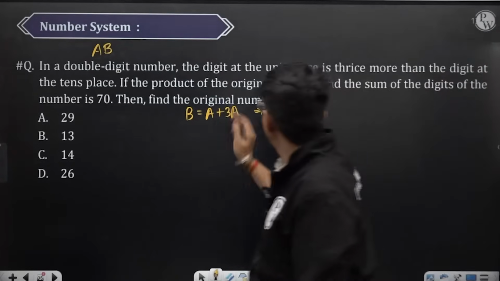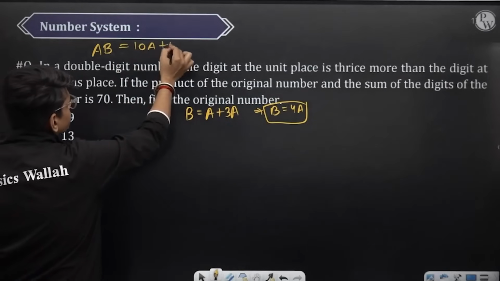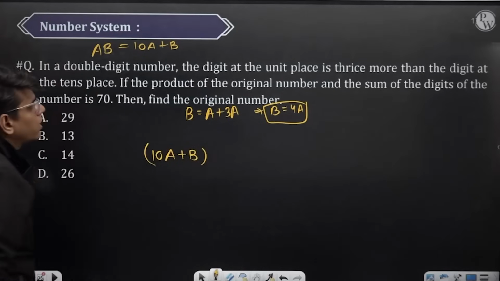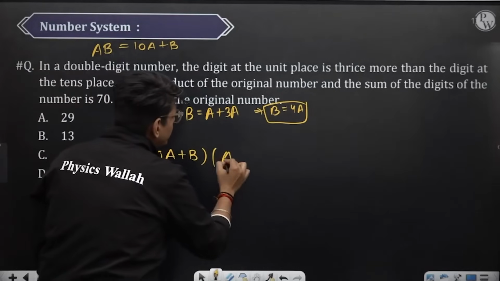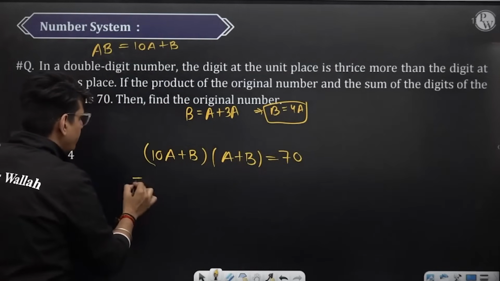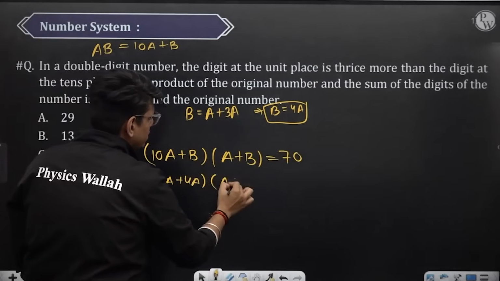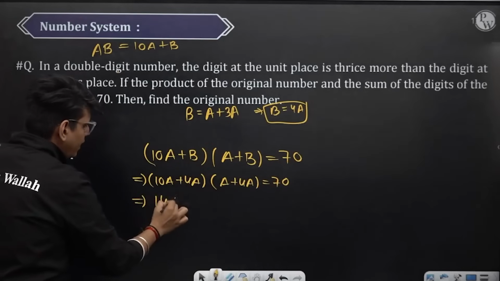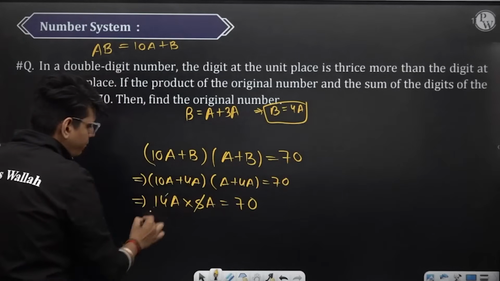If the product of the original number, which is AB, which can be written as 10A plus B, and the sum of the digits A plus B is given as 70. B can be written as 4A. So (10A plus 4A) into (A plus 4A) equals 70. This is nothing but 14A into 5A equals 70. Five 14s are 70.